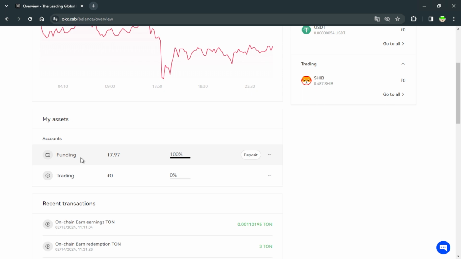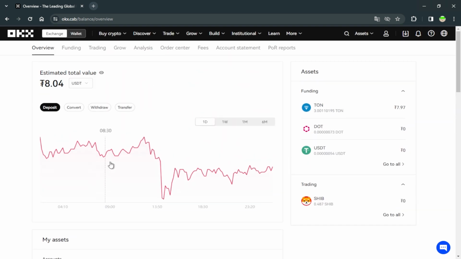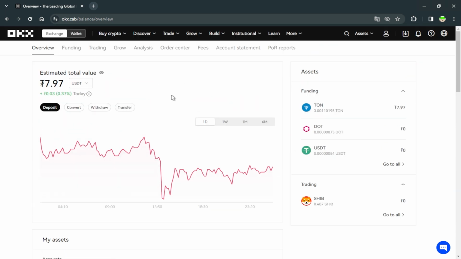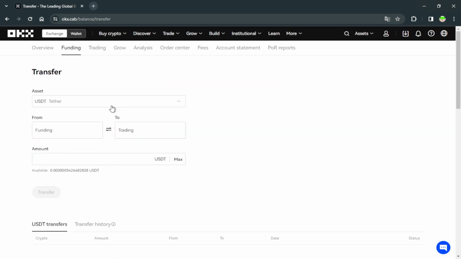Well, after our balance has been replenished on the OKX exchange, we can look at our balance on the wallet, select Assets and click My Wallet. We are on the main page with our finances. Here we have two accounts. This is a funding account and a trading account. All the funds that you currently have are on the funding account.